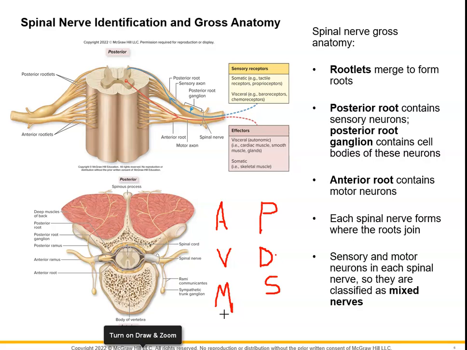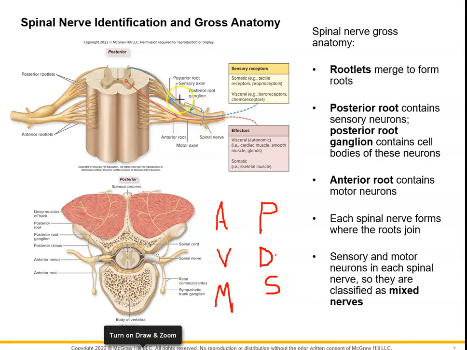So here's your silly memory trick. Pointy A, pointy V, pointy M. Pointy letters all go together. Curvy, curvy, curvy. Curvy letter all goes together. Okay? So anterior, ventral, that's motor nerve. Posterior, dorsal, that is your sensory nerves.